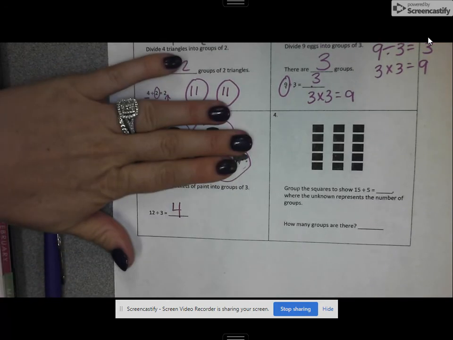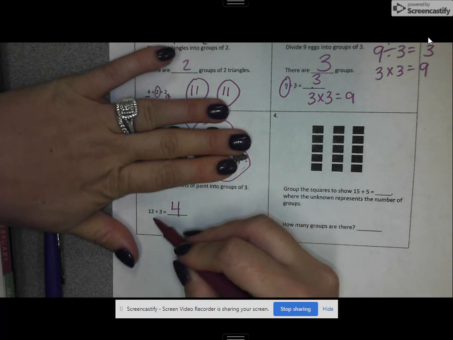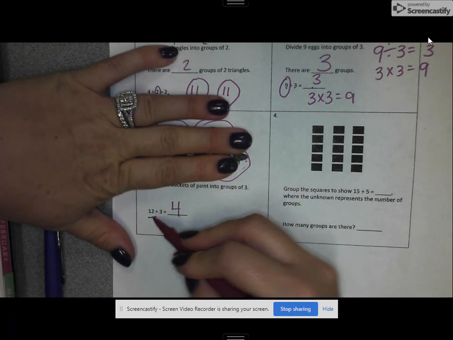If they didn't have a picture like that, they could tally it out. So we're going to take 12 and divide it.